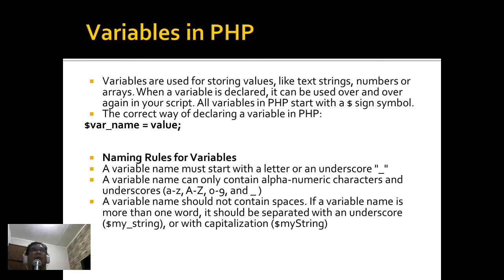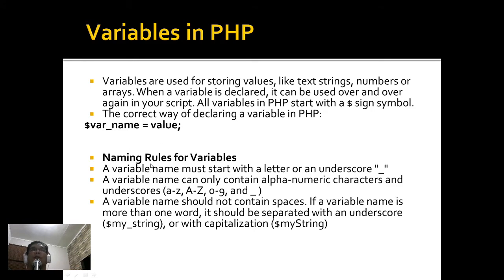Now let's take a look at variables in PHP. Variables are used for storing values like text strings, numbers, or arrays. When a variable is declared, it can be used over and over again in your script. All variables in PHP start with a dollar sign symbol, and the correct way of declaring a variable in PHP is something like this: dollar sign, then the variable name equals the value. We'll be demonstrating this as we go on.